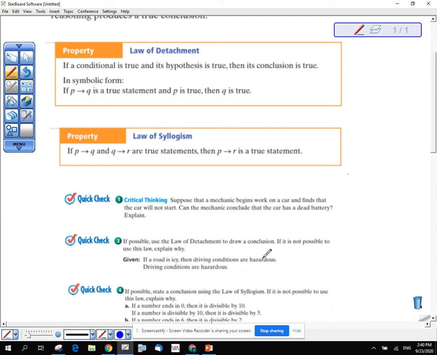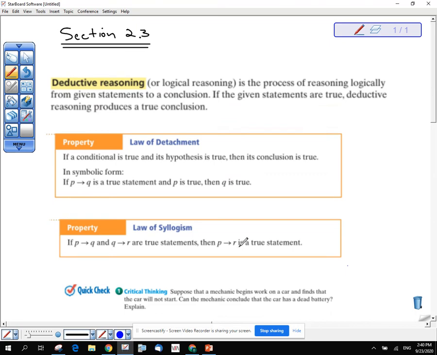Okay. Now let's talk about the law of syllogism. It's a funny word, right? So I'm looking at this one now. There's 2 laws. We just covered the law of detachment. Now we're going to talk about the law of syllogism. And the law of syllogism uses the same kind of language here. If P implies Q and Q implies R are true statements, then P implies R is a true statement. Okay? So it's basically if A, then B, if B, then C, then you conclude that if A, then C.